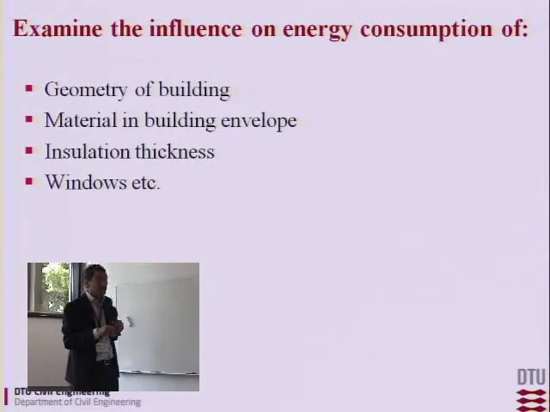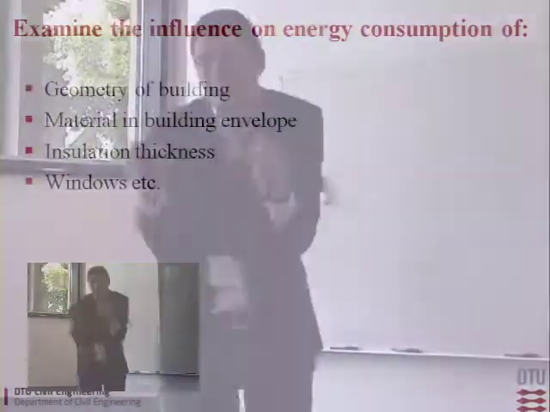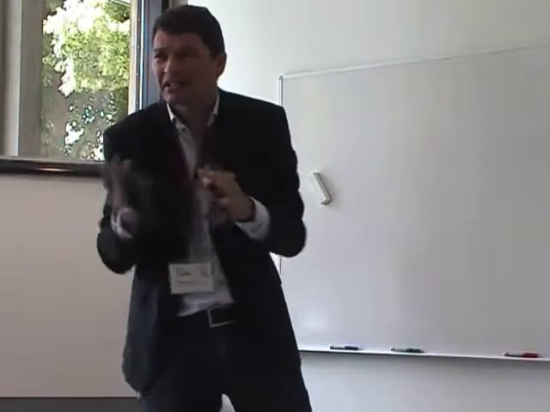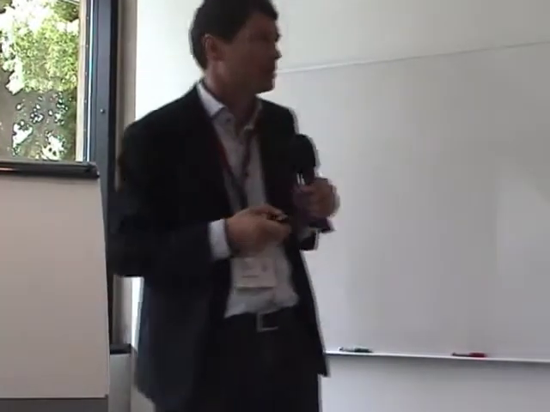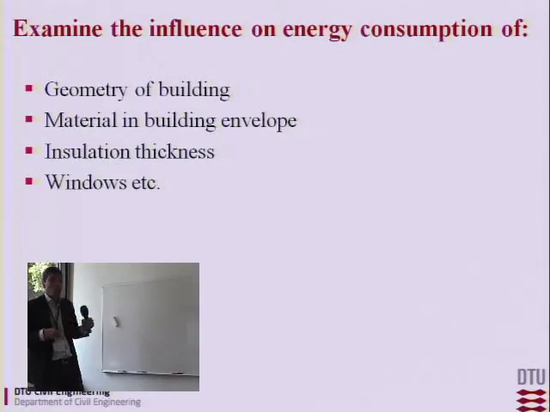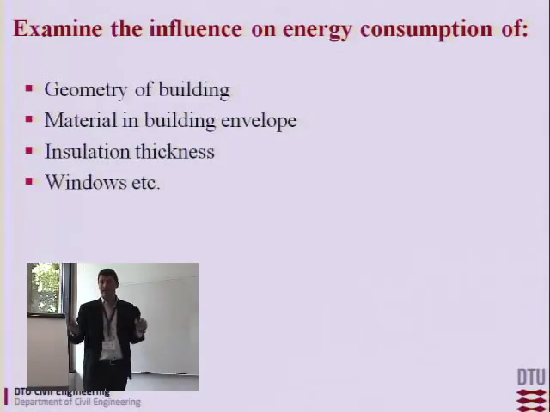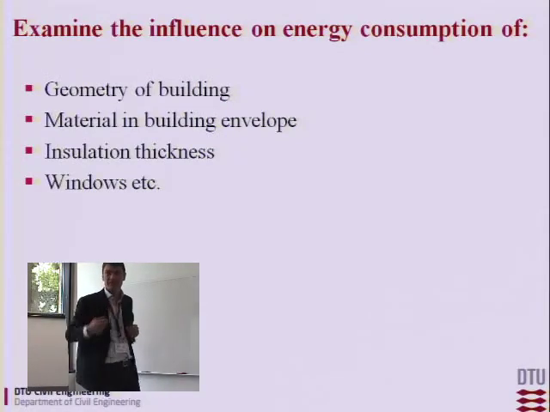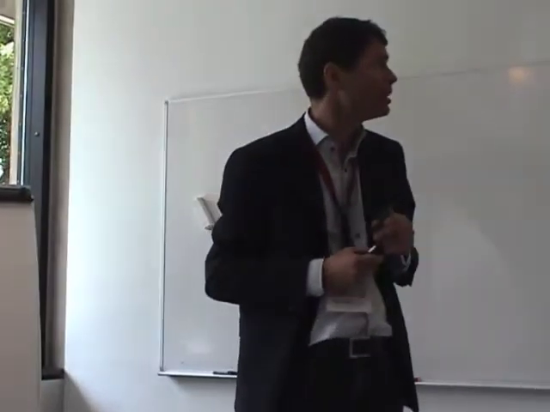Materials to be used, what are there? Of course, we have to limit ourselves to materials we can have down in the scale 1 to 20. So not all materials are that easy to come by. Insulation thicknesses, windows, how do they perform? They have bigger heat losses, but also provide some solar gains that they can think about.